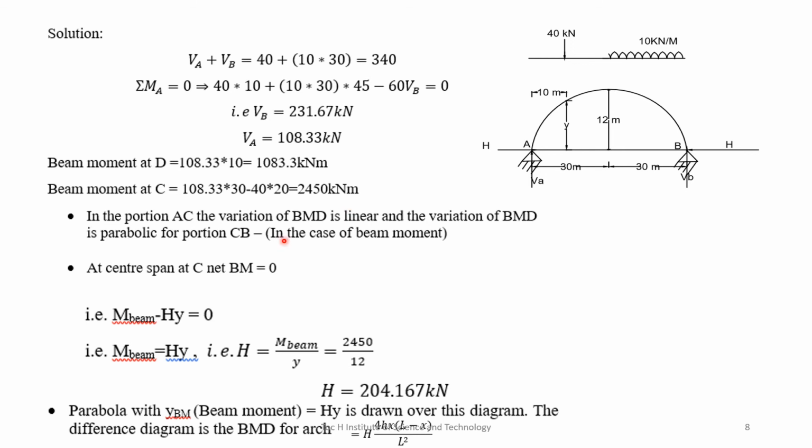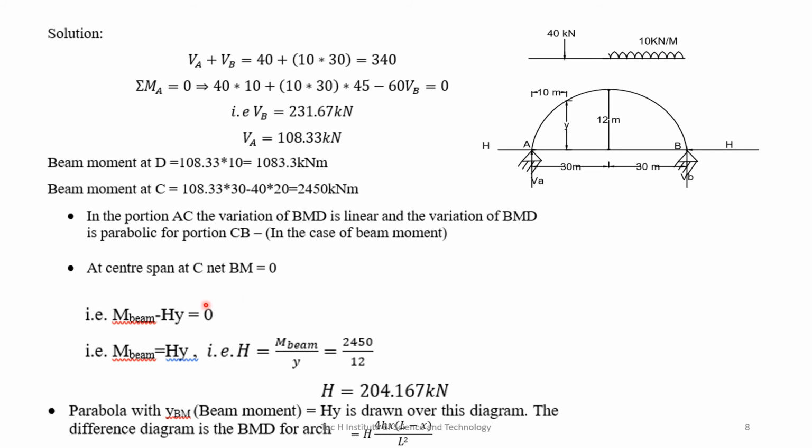So in the portion AC, the variation of the bending moment diagram is linear, that is, it is subjected to point loads only. The variation of the bending moment diagram is parabolic for the portion CB, since this portion is subjected to UDL, in the case of beam moment.